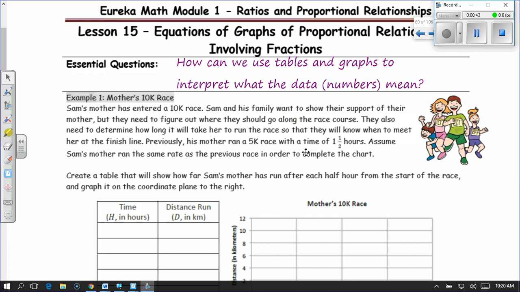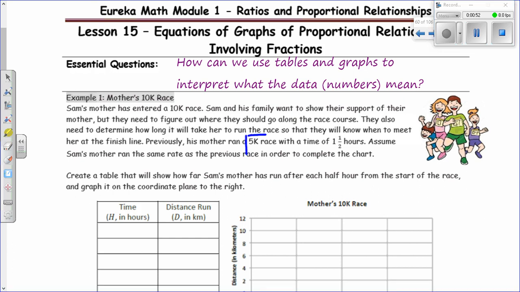I'm going to stop there. A lot of times, when you're given a problem, I tell you to be reasonable. So I just want to put a quick disclaimer on here. If you or someone you know runs, that's actually not very realistic. But in math problems, when they give us those numbers, we kind of have to go with it. So it says that she ran a 5K and it took her an hour and a half.